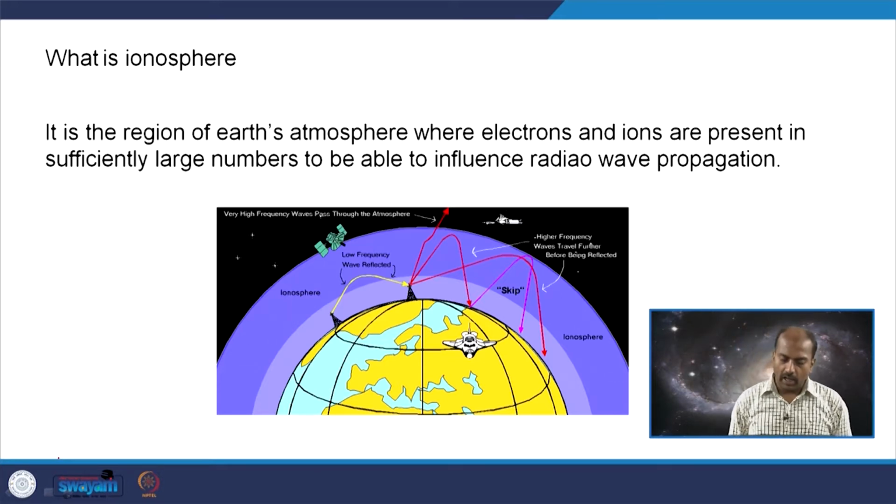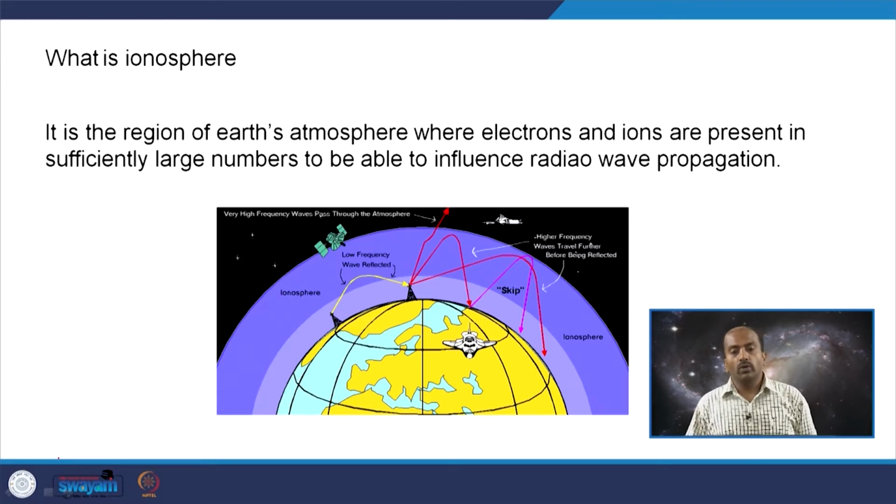Since the Earth is curved, in this picture what has been shown is that the Earth's ionosphere has the ability to reflect radio waves. The ability to reflect a radio wave generally depends on the refractive index of the medium. If there is an incoming incident radiation, the refractive index of the medium will decide whether the wave should be allowed to propagate or should be reflected.